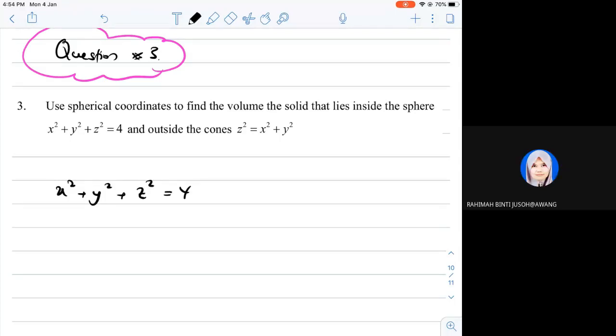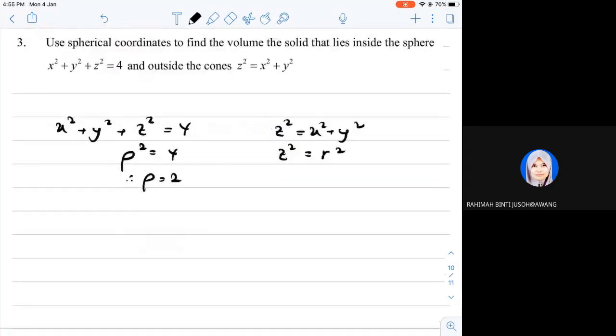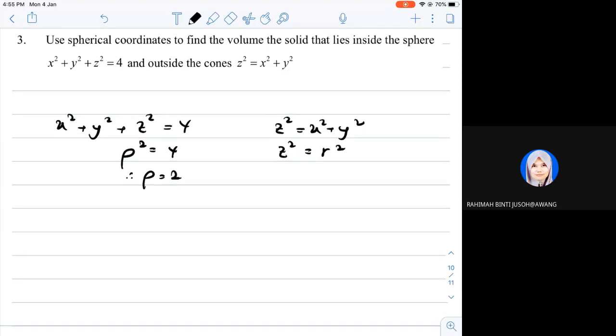Okay, equals to 4. So right now, from here we can find the rho. Okay, so rho squared equals to 4. Therefore, rho equals to 2. Okay. Next, we have this. Z squared equals to x squared plus y squared. So we have z squared equals to r squared. So from this we can have the phi actually, because tangent phi equals to r over z.